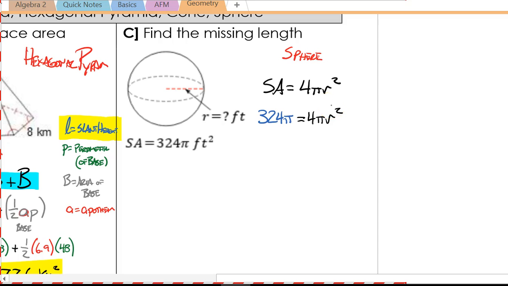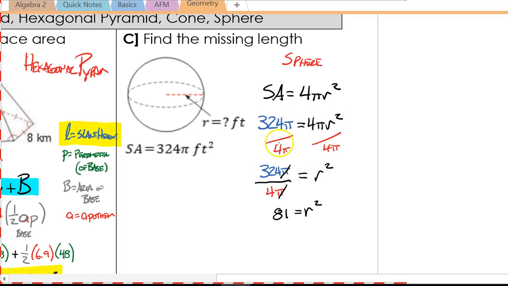Our only unknown variable here is r, which we can start to solve for. Dividing both sides by 4 pi and then dividing out the pi's gives us that r squared is equal to 81. I simply need to take the square root of both sides now in order to get the r value, so r is equal to 9 feet.